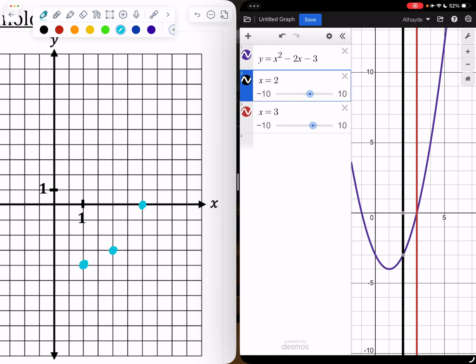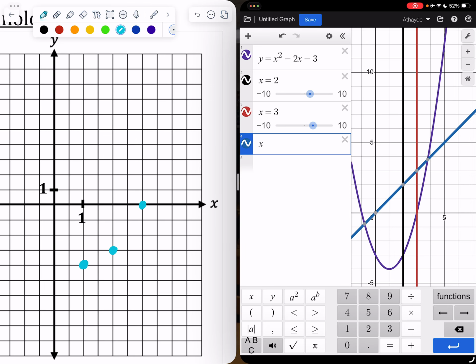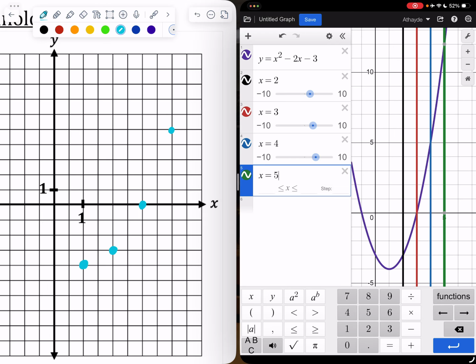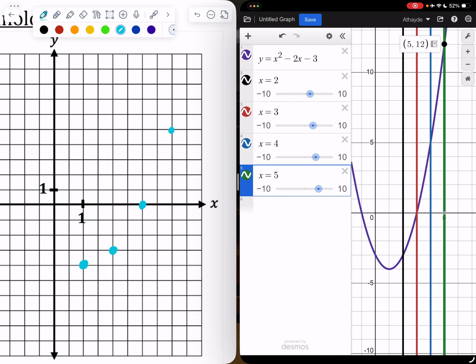We can continue with this. We can see what happens when x is 4, and that intersection is at the point 4, 5. So that gets plotted in there as well. We could try seeing what happens when x is 5. Looks like that's way up at a y value of 12, and this grid does not quite get us that high. That looks more like 10. So we'll not plot that one.